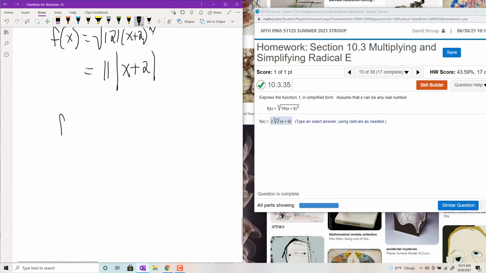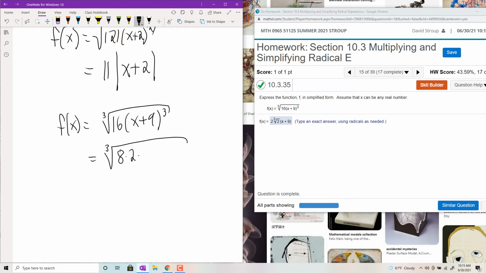For cube roots, you don't need absolute values, right? It's only when you have an even powered root that you need to worry about it. So this cube root is 16 times x plus 9 cubed. The 16 itself is not a perfect cube, but 8 is. So you go 8 times 2 times x plus 9 cubed. And then march out the cubes, the perfect cubes, those two.